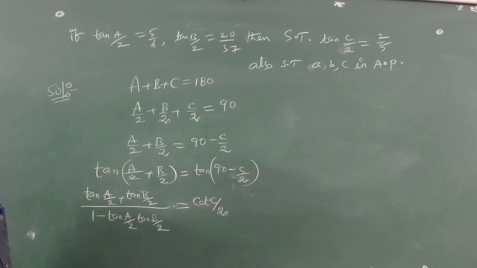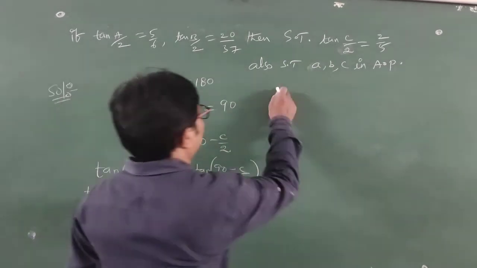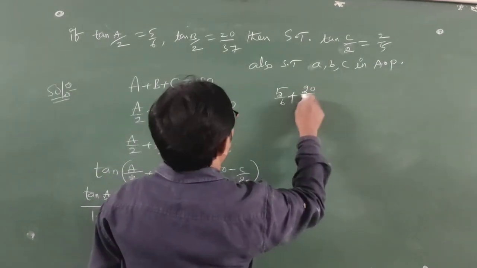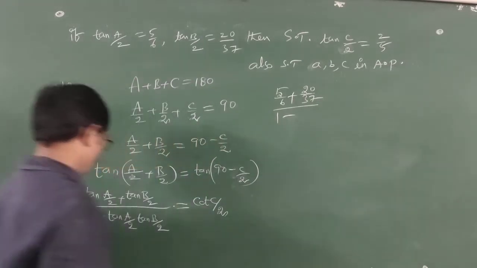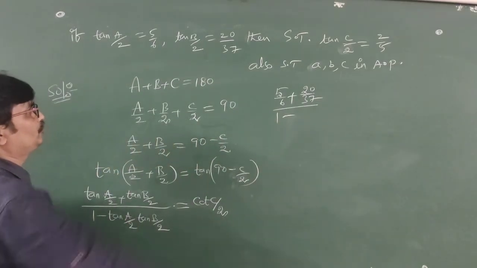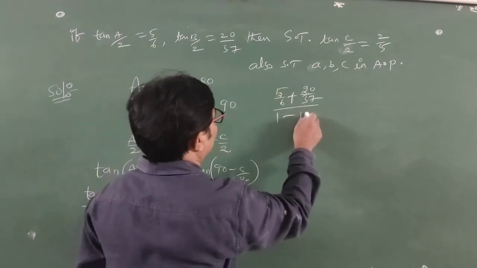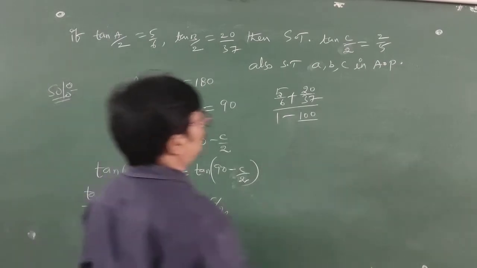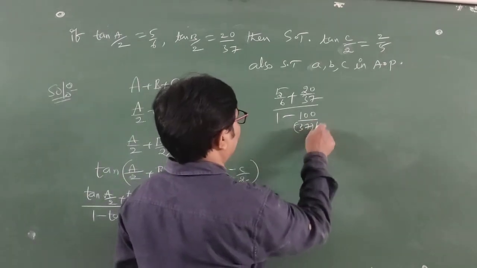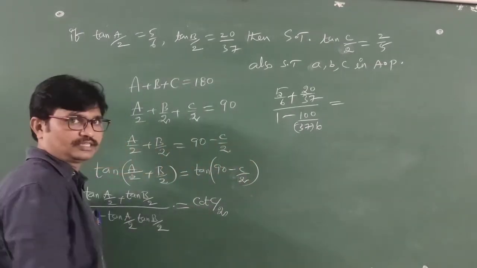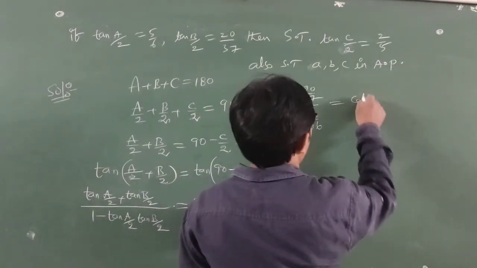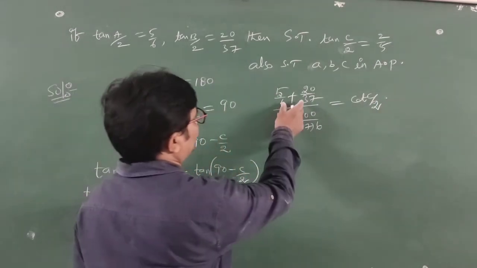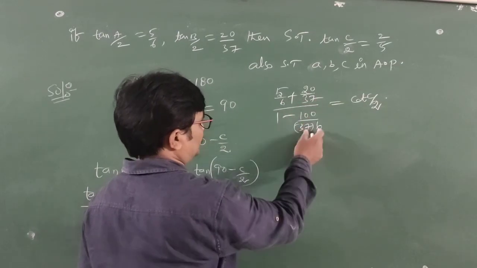Dear students, tan A by 2 is 5 by 6. Tan B by 2 is 20 by 37, upon 1 minus tan A by 2 into tan B by 2. 5 into 20 is 100. Now we can write this as 6 into 37, equal to cot C by 2. Now students, for the cot of C by 2, we take the LCM, which is 6 into 37.